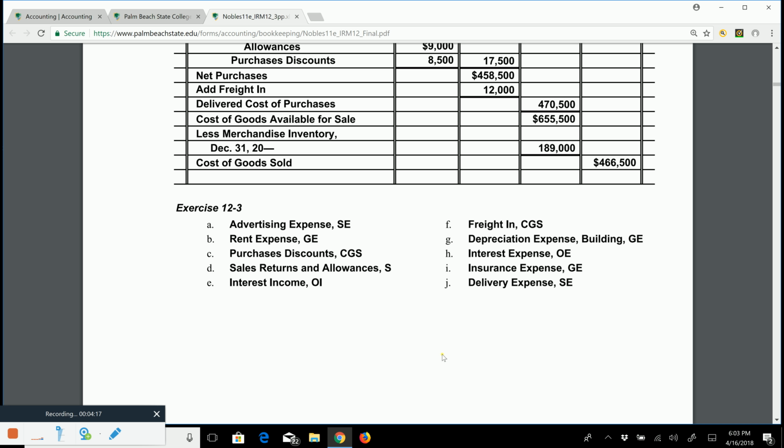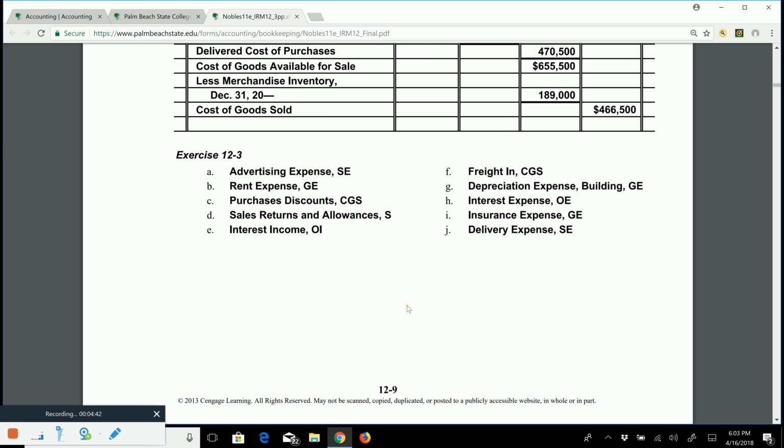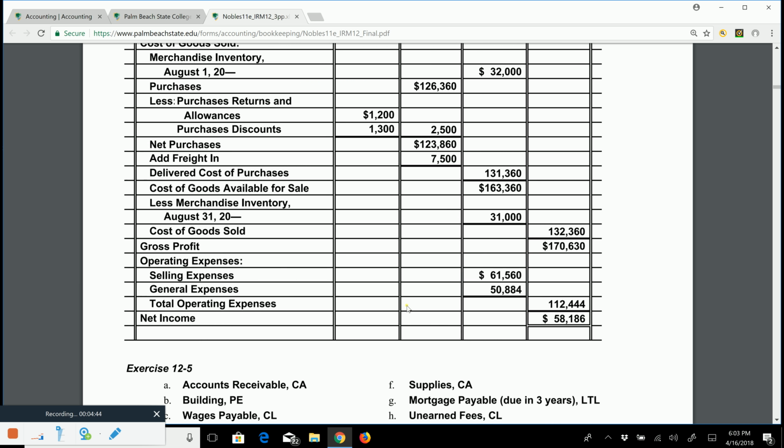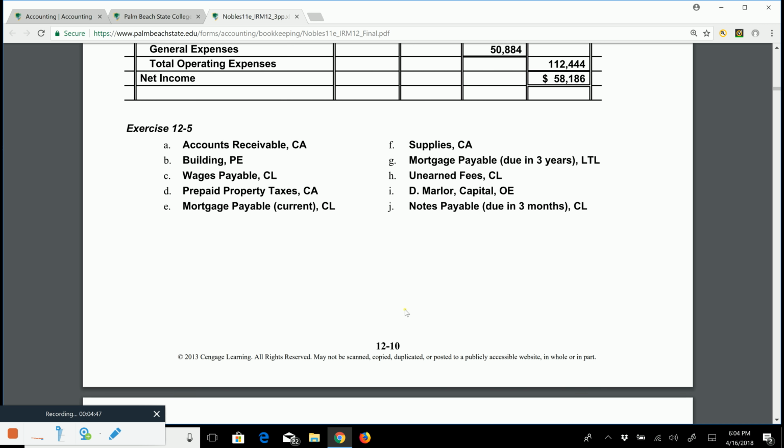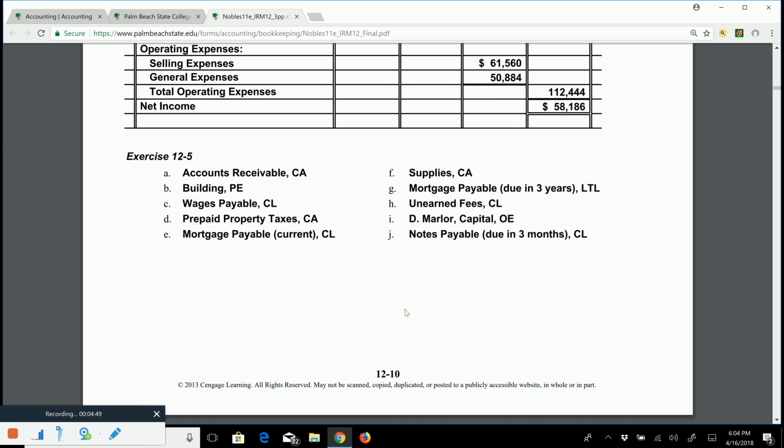We have insurance expense. That is typically a general expense. And delivery expense. Obviously, in order to deliver to our customers, that is an expense that needs to be incurred. Therefore, it would be a selling expense. Once again, you can find the detail of the different categories of your income statement on page 536. And further breaking down the operating expenses into selling and general expense categories, you can find that on page 539.